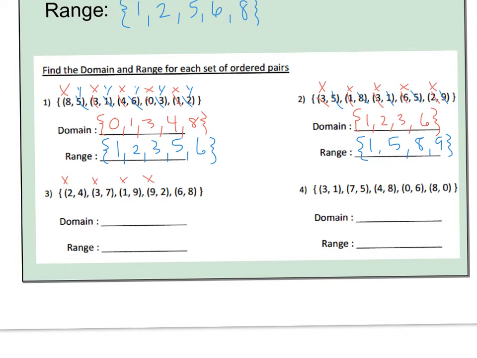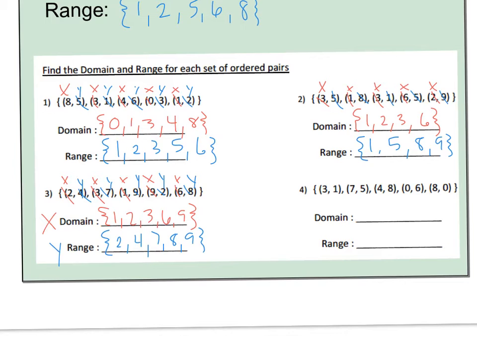Moving on. Notice how, again, I have to remember not to repeat. My domain, my x values, I have a 1, a 2, 3, 6, and 9. So I'm ordering them least to greatest. My y values are my other ones. Brackets, and least to greatest. So I have a 2, 4, 7, 8, and 9.